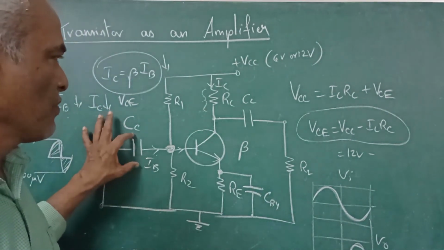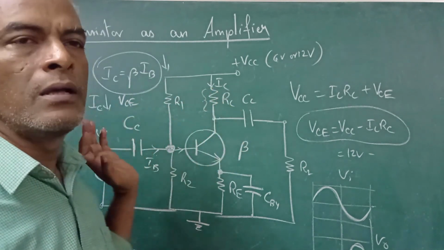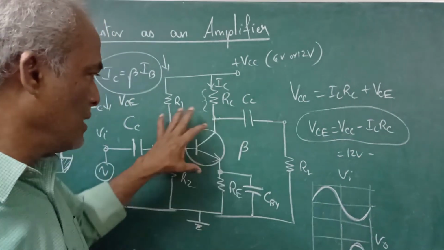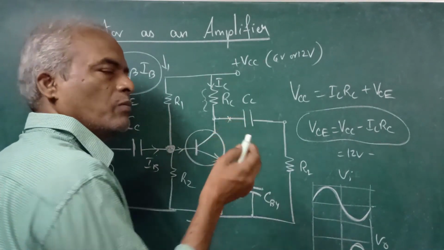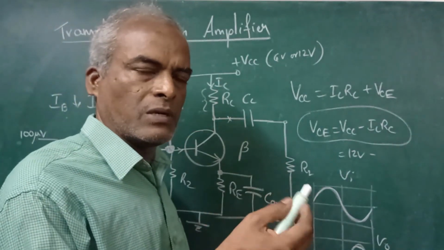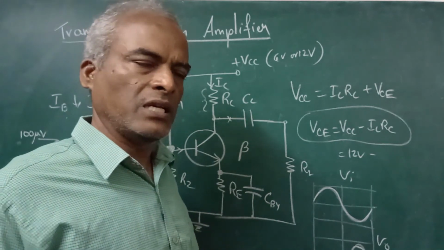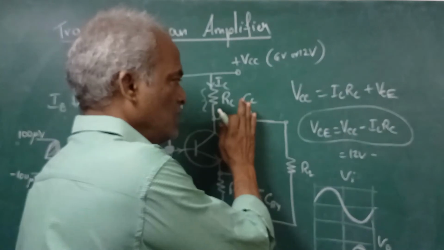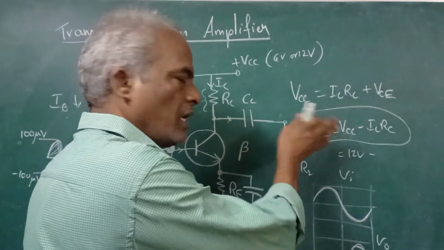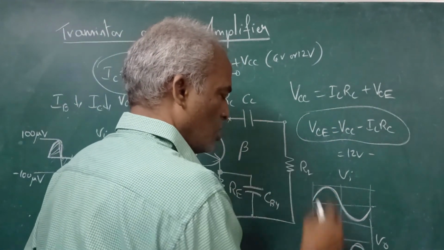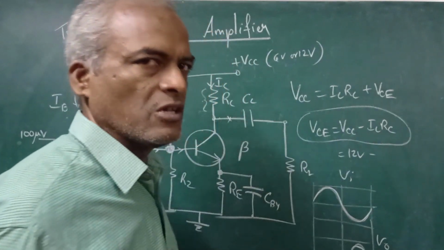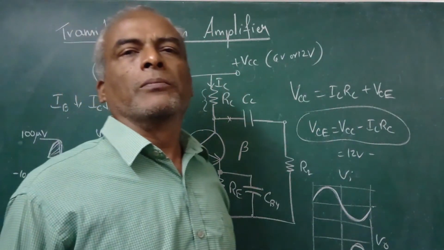And the use of the coupling capacitor: it allows AC but blocks DC. So once the transistor amplifies the signal, at this point both AC and DC will be there, but we are interested only in AC. So we put a coupling capacitor. The DC will be blocked, only the AC alone comes to the load. So the voltage across the load will be in this fashion, suppose you give a sinusoidal input.